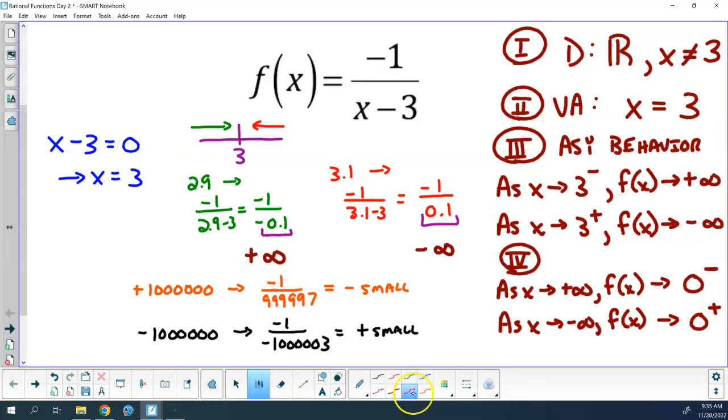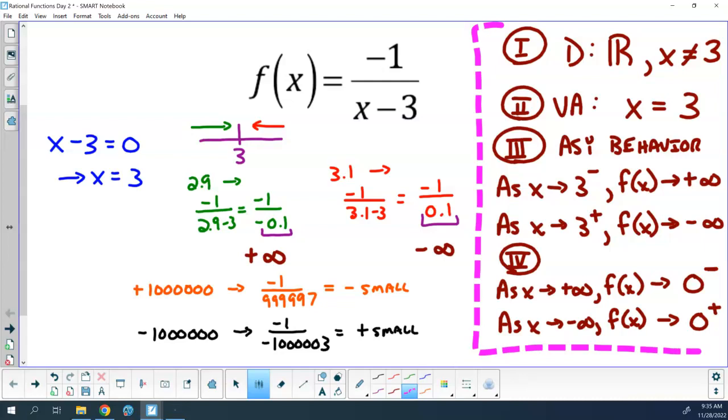And those, ladies and gentlemen, are the 4 answers that we were looking for when the problem started. The domain is all real numbers, but x can't be 3. The vertical asymptote is x equals 3. The asymptotal behavior: as x approaches negative 3, f of x is shooting up. It's going to positive infinity. As it approaches 3 from the right side, it's shooting down. It's going to negative infinity.